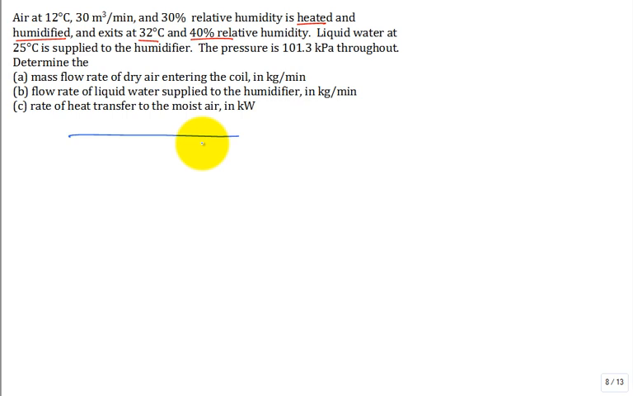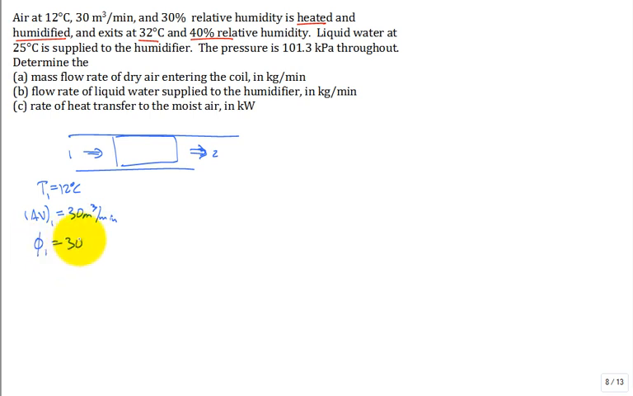So make a little sketch of the system. Here's my box where things are happening. It's being heated and humidified in this box. It comes in at state 1, goes out at state 2, and we just list information. Temperature 1 is 12 degrees C. The volumetric flow rate at 1 is 30 meters cubed per minute, and the relative humidity at 1 is 30%. It's heated, so I can think about a hot coil, as well as humidified. Maybe I throw in some liquid water, or some steam. It comes out at a temperature of 32 degrees C. It's a lot warmer, and the relative humidity is 40%.